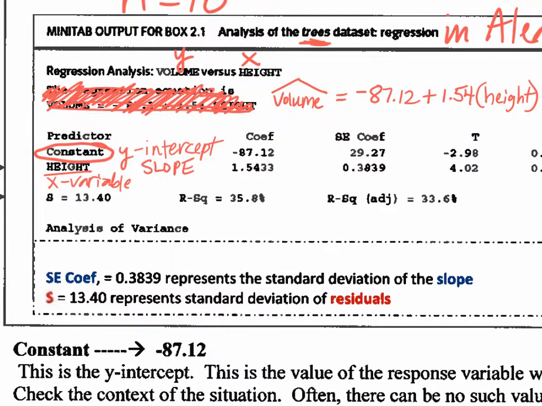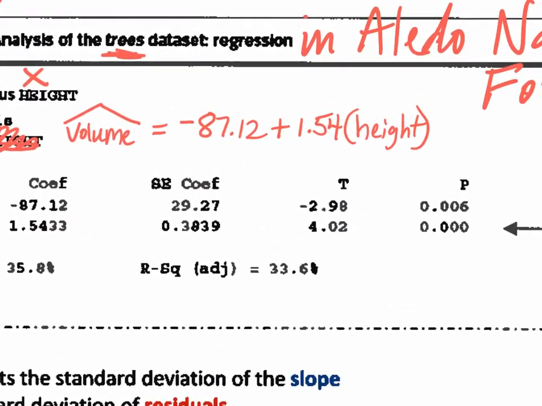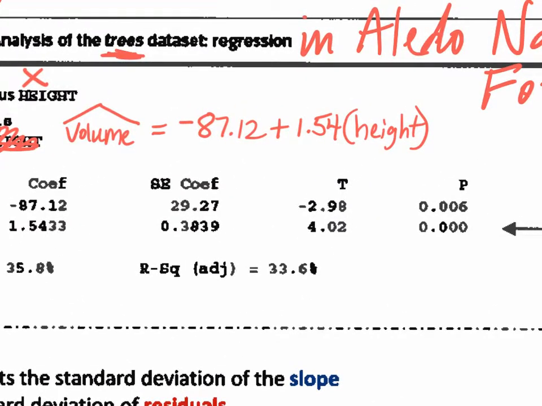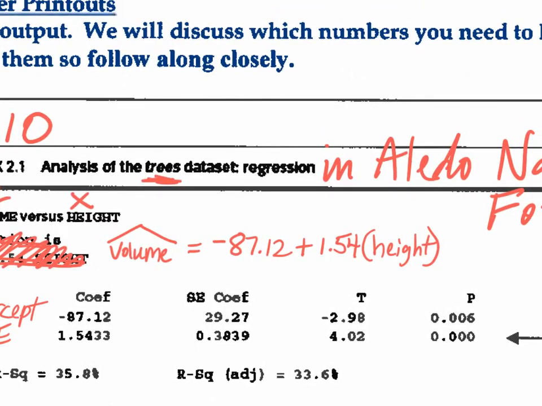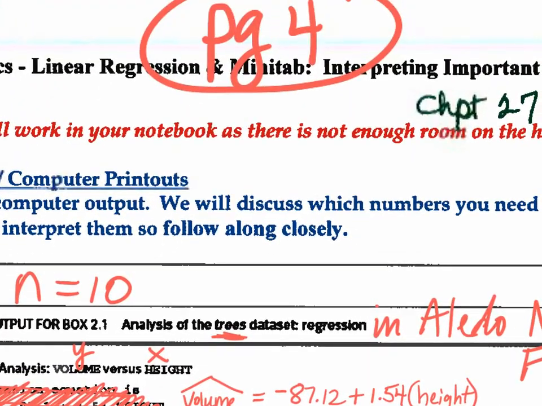All right, so you got that your predicted volume is negative 87.12, which is your y-intercept, plus 1.54 times the height. Now, I want to first discuss with you this y-intercept of negative 87.12 volume. So if we were to interpret the y-intercept, it happens when the x is 0.